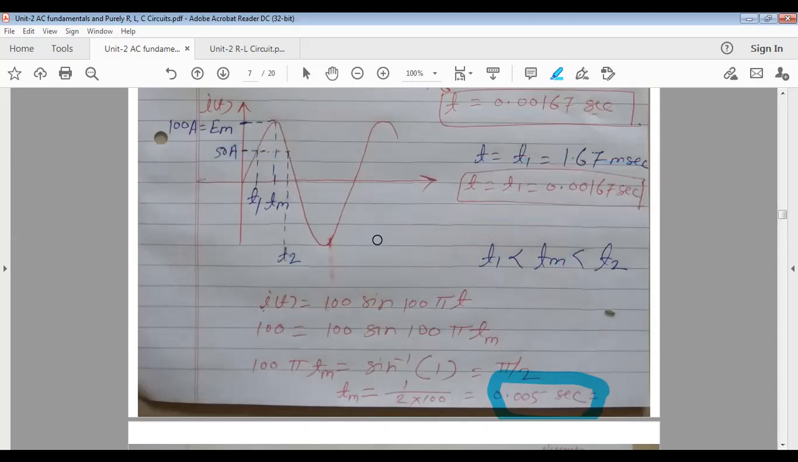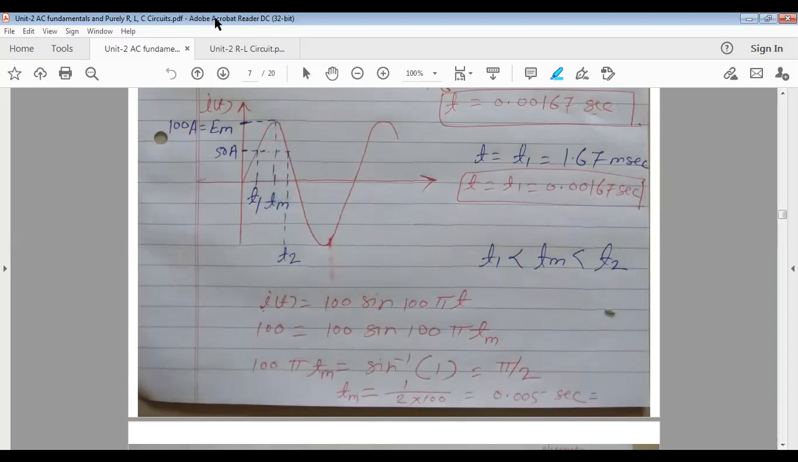I told you, if you plot a vertical line through this Tm, that waveform is symmetric about the Tm vertical line, isn't it? Okay. So you know Tm, you know T1. Tm we have calculated. T1 also we have calculated.